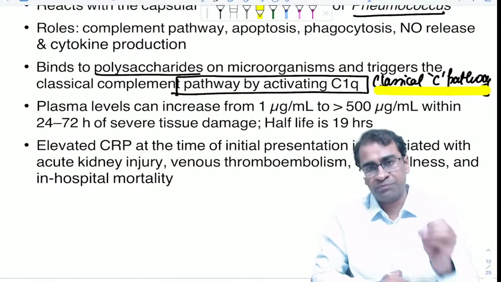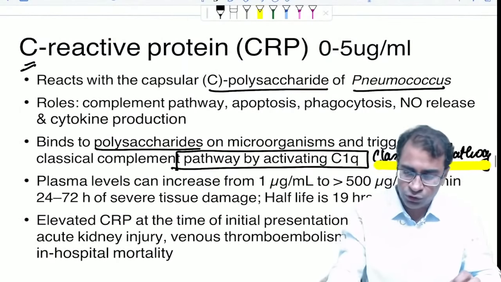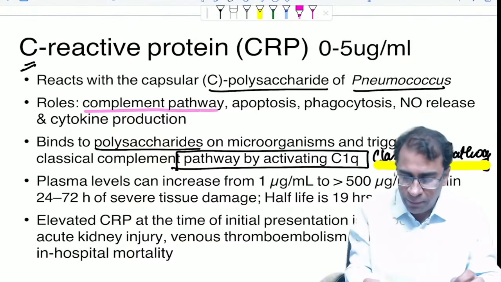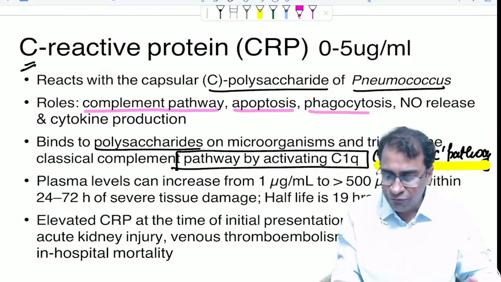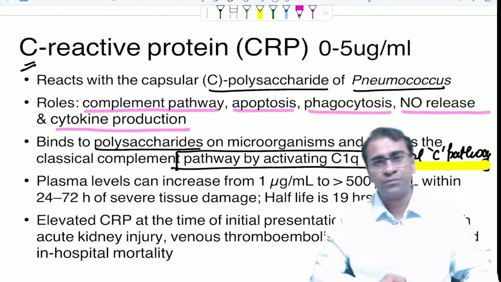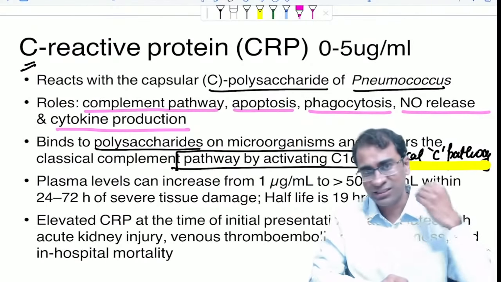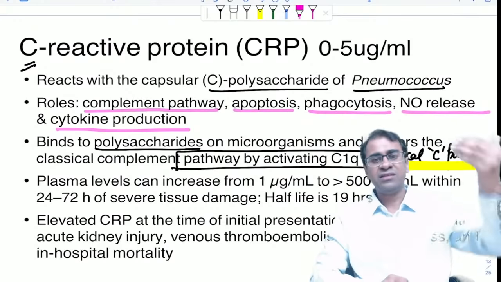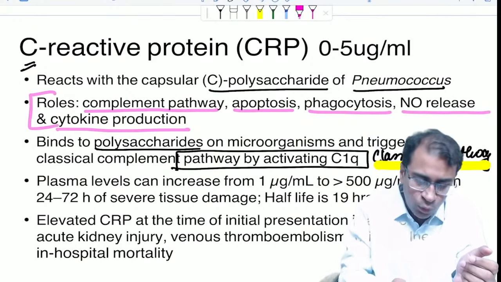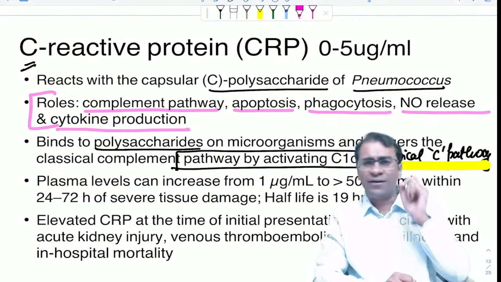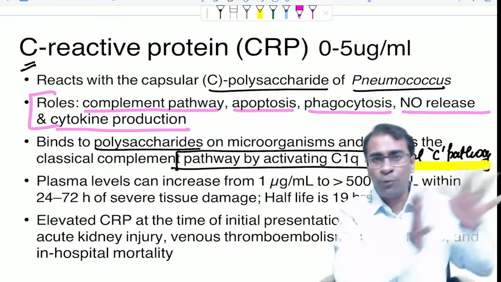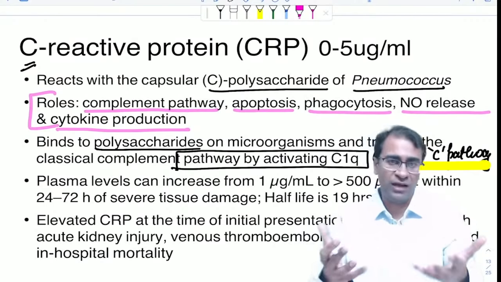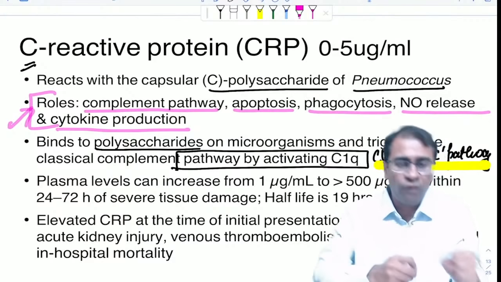Now remember, C-reactive protein has other functions also, like complement pathway activation, apoptosis of the cells, phagocytosis, release of nitric oxide, and cytokine production. So yes, cytokines release CRP, and CRP in turn again releases cytokine production. These are all the roles of CRP. So please understand, let's not undermine the basic role of CRP by saying it only reacts against pneumococcal protein. It's an undermining statement. The basic roles are all of those.